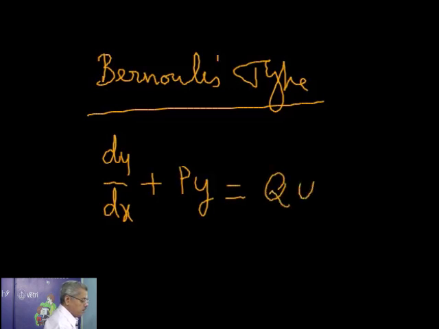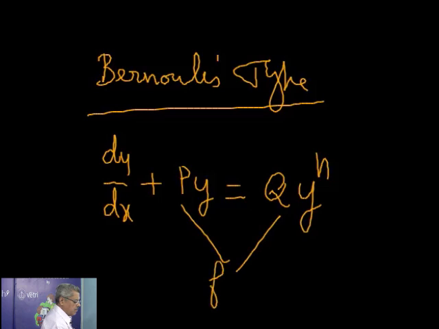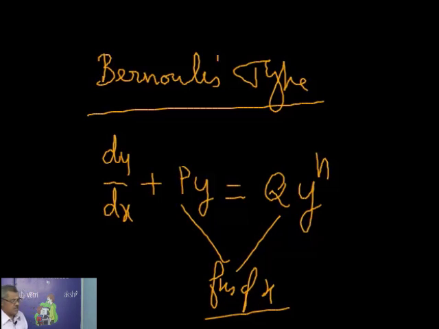dy by dx plus P y equals Q into y power n, where P and Q are functions of x as usual, and n is a constant. Here we are also converting this equation into linear type, provided this y power n is eradicated. For that, you divide by y power n and give a substitution in such a way that this reduces to a linear equation.